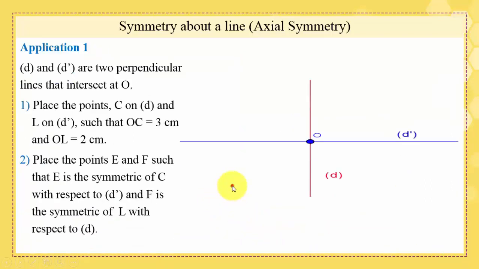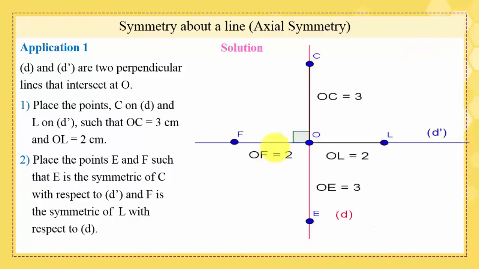Application 1. Please pause the video and try to solve the application. Solution. There are two perpendicular lines, D and D prime. We place a point C on line D, and we should take OC equal 3 centimeters. We should draw E, the symmetric of C with respect to line D prime. First of all, we make a perpendicular. That is done. Second, we should take the same distance. We took OE equal 3 centimeters, as OC.